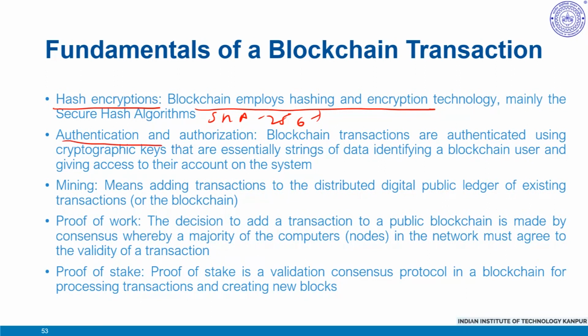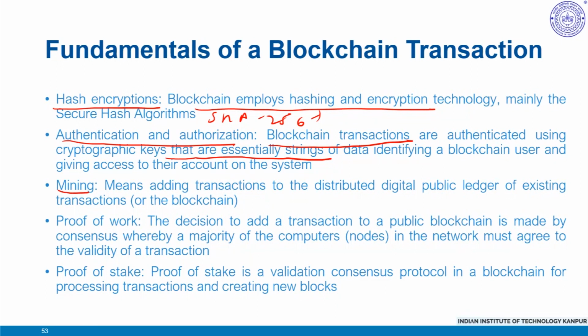Next, you have authentication and authorization. Blockchain transactions are authenticated using cryptographic keys that are essentially strings of data, identifying a blockchain user and giving access to their account on the system. The two cryptographic keys that ensure successful and secure transactions between two parties are private and public keys. Using these keys, a blockchain user creates a secure digital identity for controlling and authorizing transactions.